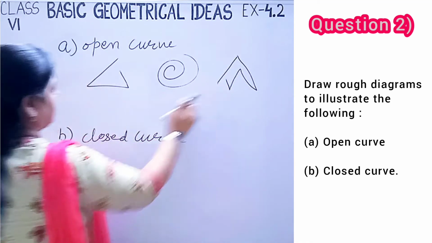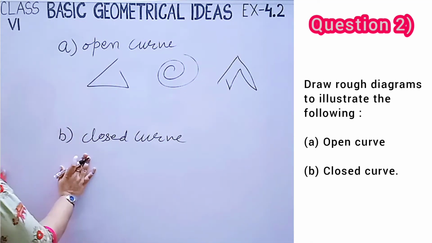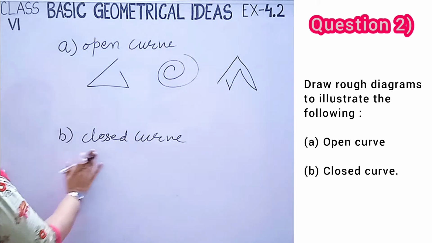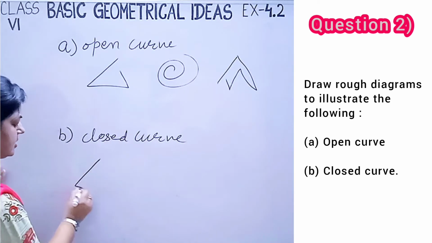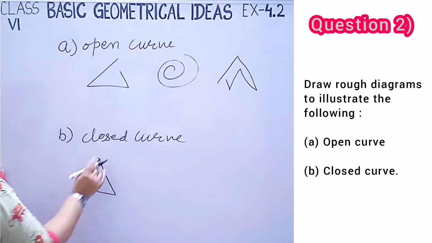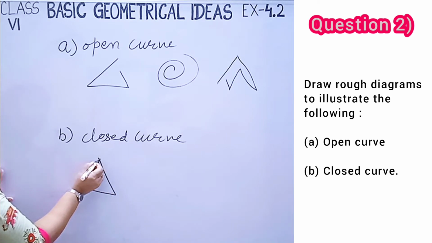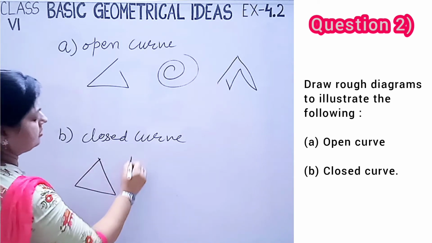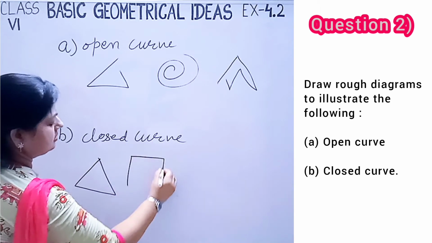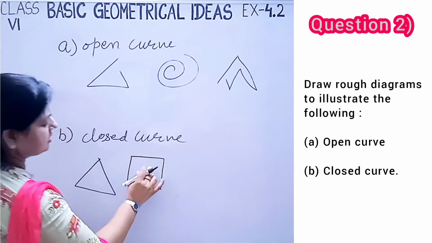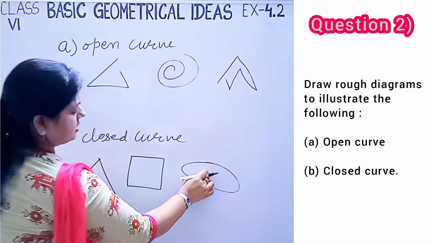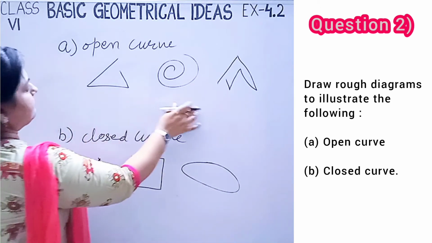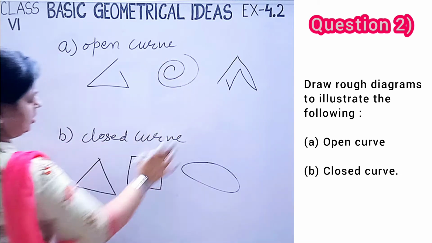Open curve. Now coming to closed curve. Closed, we have to close the curve completely. It means starting point and ending point are meeting at one place. This one, another example, this one closed. So these are some examples of open curve and closed curve.